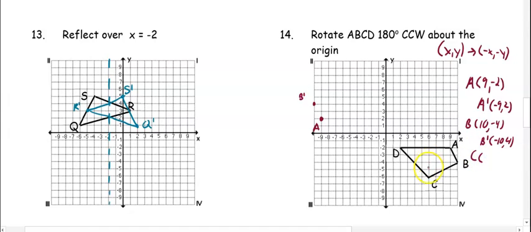C was at (6, -6). So C prime is going to be at (-6, 6). And D was at (2, -2). So it is now going to be at (-2, 2). So we connect our points.